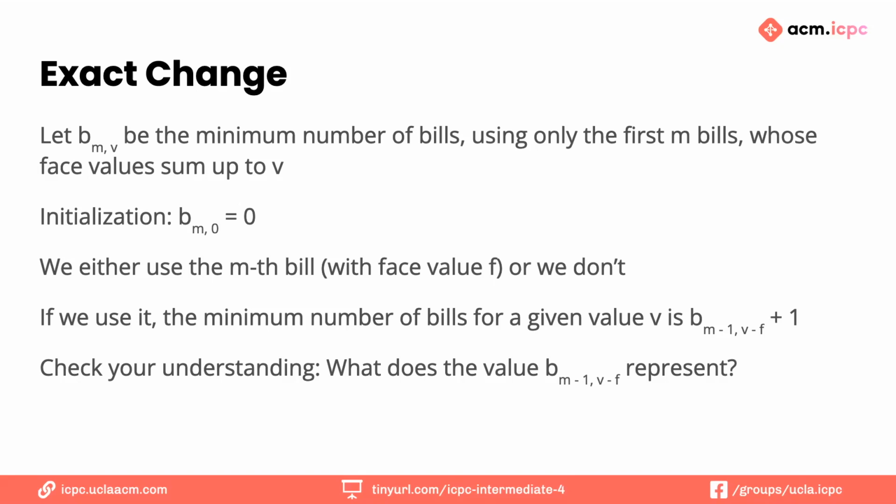Okay, no worries if not. Basically, this just represents the value in the cell that is F columns left, which is the value of our bill, and one row up. So it's exactly what we were doing before, where we go over the value of the bill's columns and then up a row in order to check if we can find a way to reach that value. And then we add our bill to it, which is to add that mth bill with face value F. And we get one row down and F columns over in order to reach our new value.